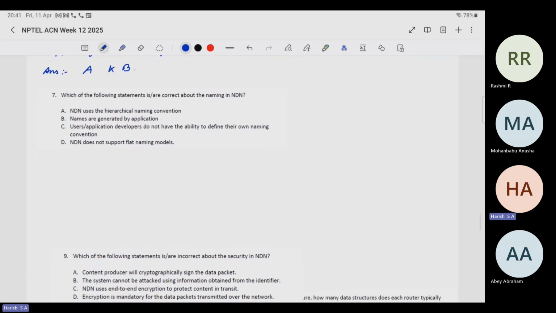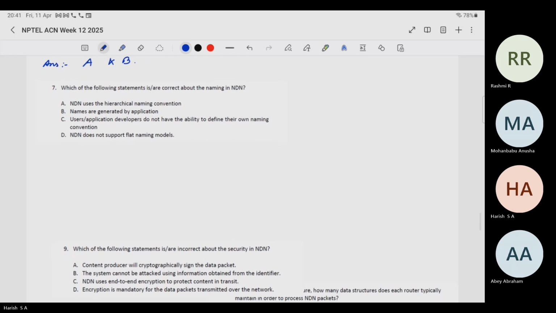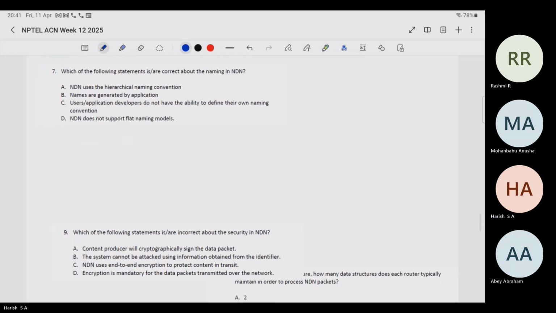NDN uses hierarchical naming convention, right? So yes, it does use hierarchical naming. It is very similar to URLs. Because of this, you can aggregate a particular resource under another set of resources, like server A slash movie one, server A slash movie two, something like that. If you can hierarchify the naming convention, then the name itself gives you the metadata regarding the data itself. Okay.